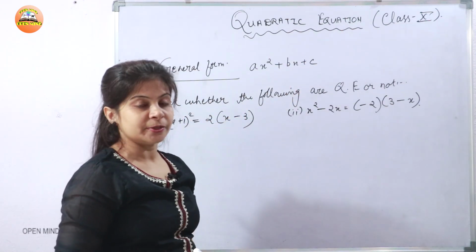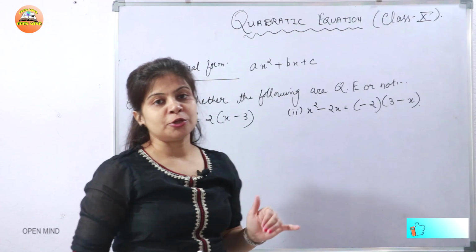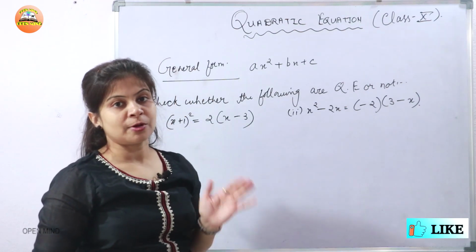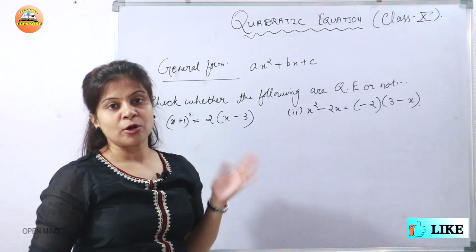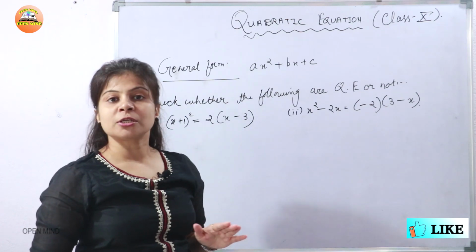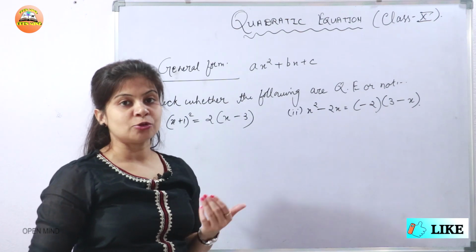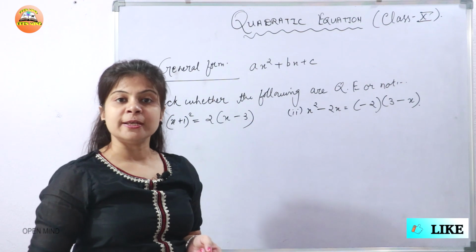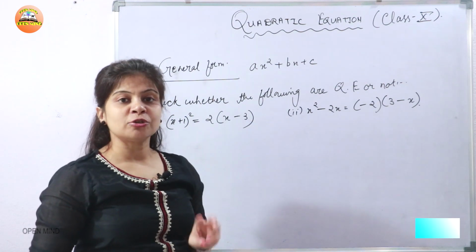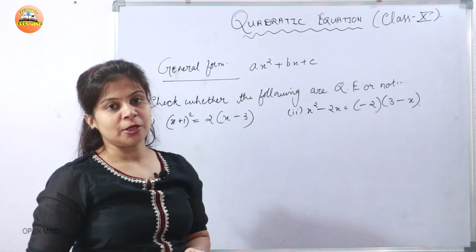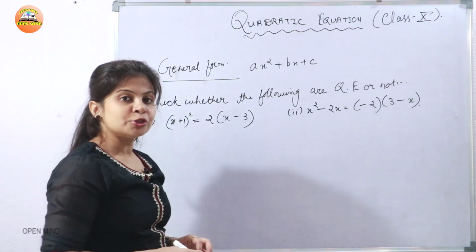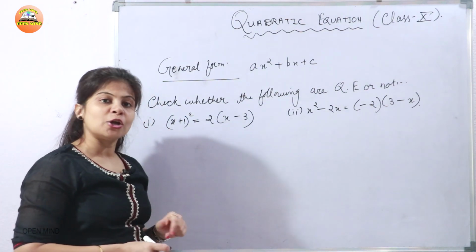If any of the polynomials does not have the highest power 2, if it is less than 2 or greater than 2, then it is not a quadratic equation. If it is less than 2, if it is 1, then it will be a linear equation, and if it is more than 2, if it is 3, it will be a cubic polynomial. So let's see now how to check whether the equation is quadratic or not.